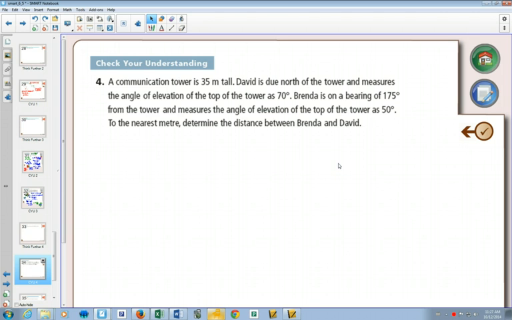So this is what we have. This little alien is looking at the top of the tower at an angle of 70 degrees, and this alien, whose name is Brenda, is looking at an angle of 50 degrees to the top of the tower. So how do we draw this situation? Can you see that there's a right-angled triangle here? There's a right-angled triangle here. And we want to find the distance between those 2 aliens, Brenda and David. Okay? Now, how are we going to draw that?